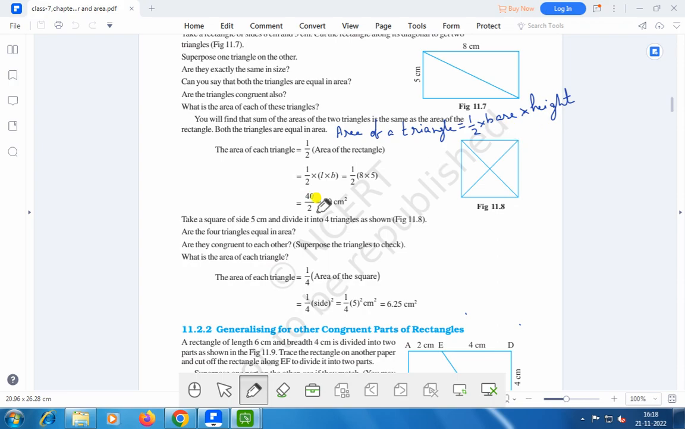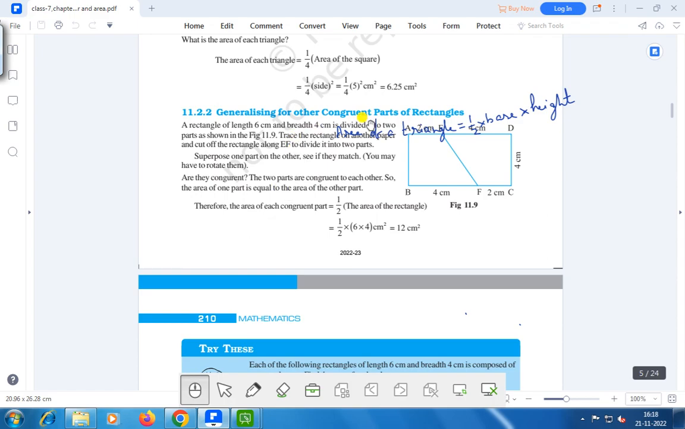right? Generalizing for other congruent parts of rectangles, right? We learn the various other factors, that is generalizing for other congruent parts of rectangles. Here you see the area of each congruent part. Here you see all the parts are the same, congruent to each other, right? We can find the area of that also, that is half of the area of the rectangle, right? That is half into 6 into 4, that is 12 centimeter square. We can generalize and find the area, right?